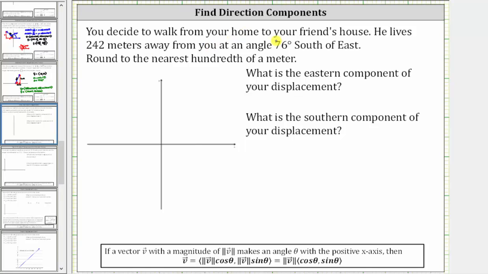You decide to walk from your home to your friend's house. He lives 242 meters away from you at an angle 76 degrees south of east. We're asked to find the eastern and southern component of your displacement.